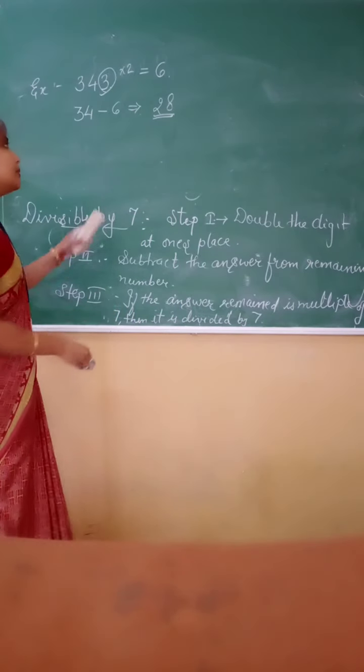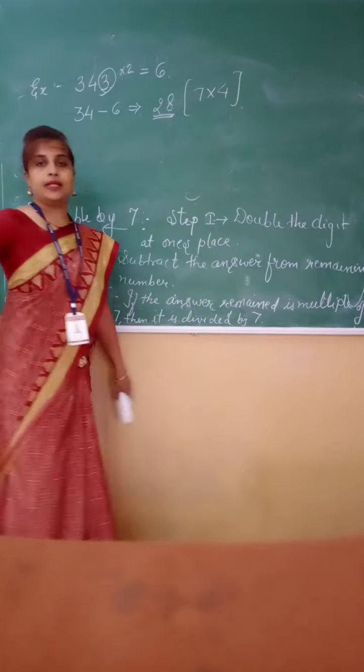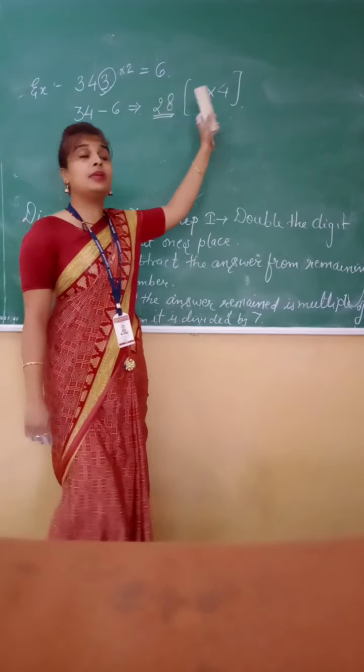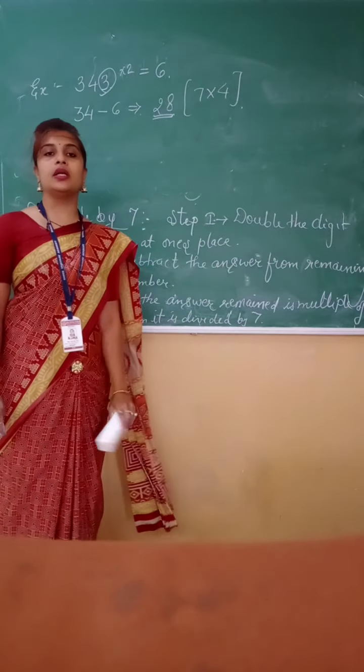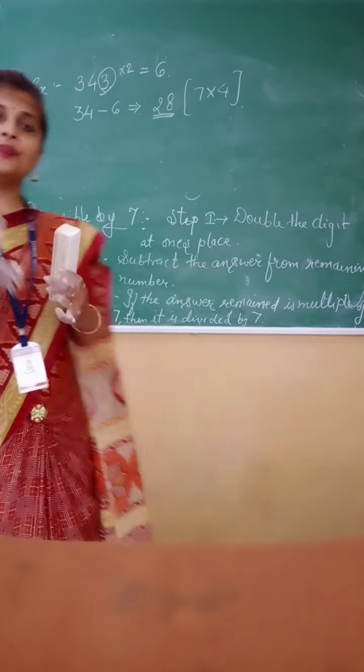Now tell me whether 28 is the multiple of 7 or not. Yes, 28 is the multiple of 7 because we know that 7 4s are 28. So if the remaining number is the multiple of 7, then we can say that the whole number given will be divided by 7. Understood? Now the next one.